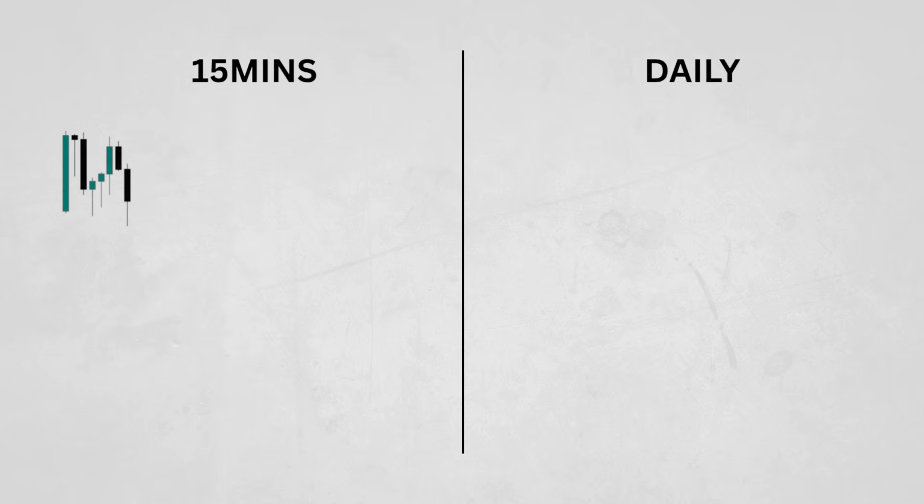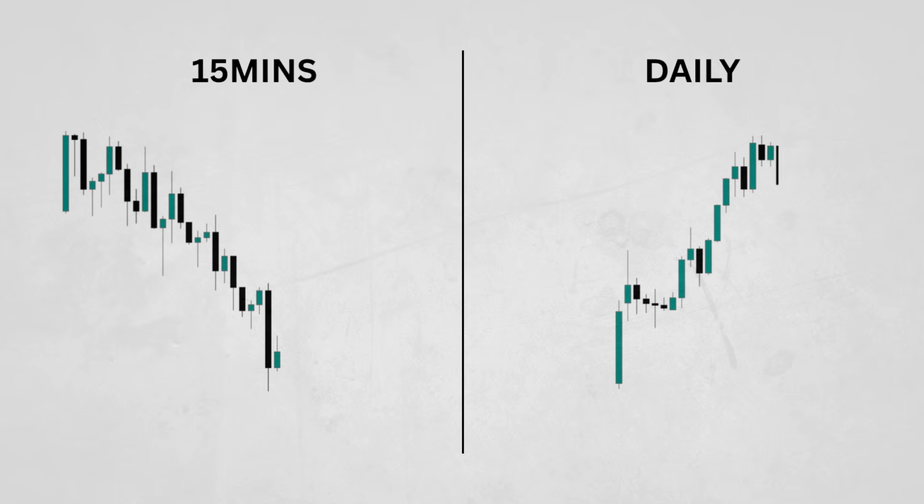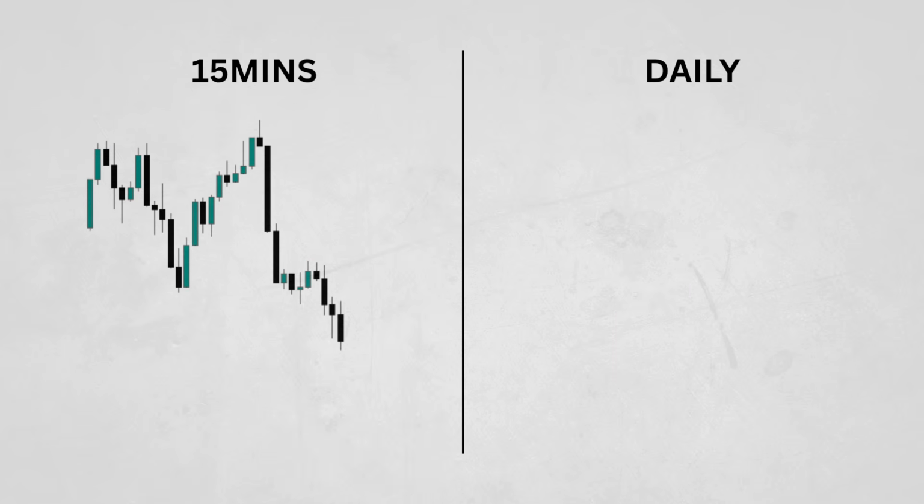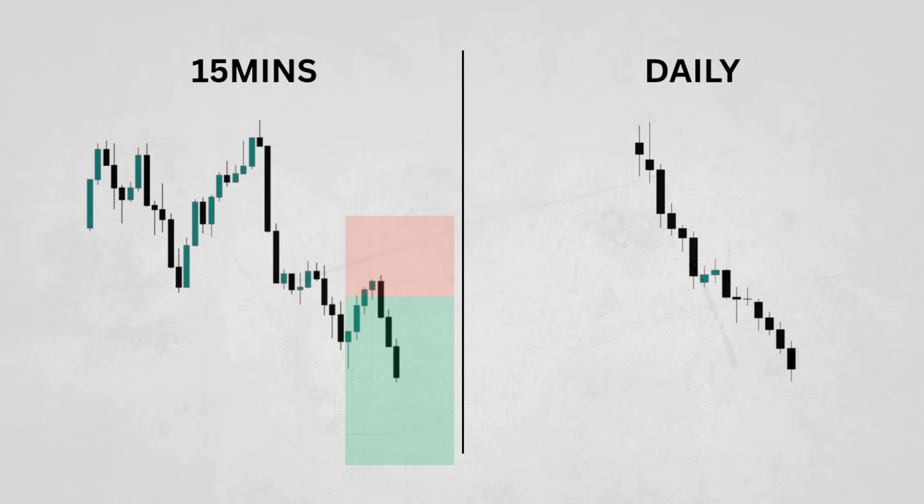So let's say you're bearish on the 15-minute chart, but the daily and 4-hour charts are clearly bullish. There's a high tendency that you'll most likely lose that trade. However, if the 15-minute chart is bearish and the higher time frames also align with that bearish sentiment, then there's a much higher chance your trade will be a winner.